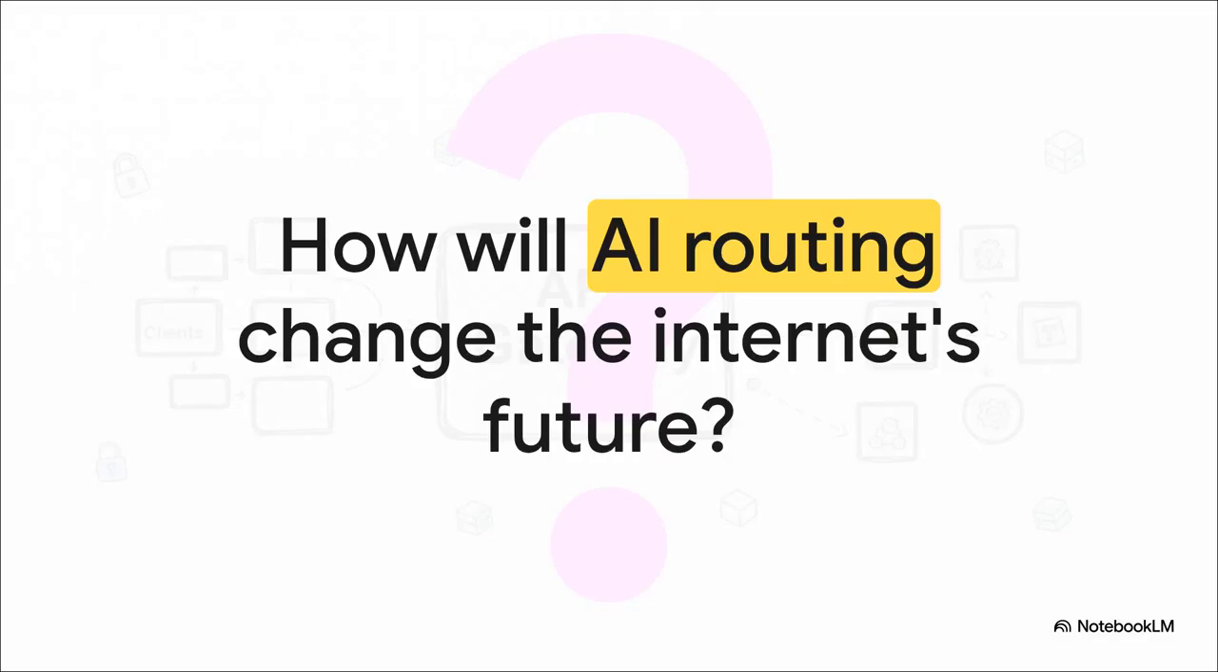But as we know, technology never stops evolving. The future is already pointing toward edge API processing and agent-to-agent communication systems. So I'll leave you with this to ponder. If intelligent gateways are the foundational front door for today's software, how will autonomous AI-managed routing change the very future of the internet?